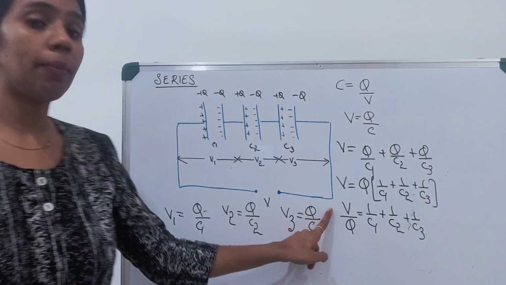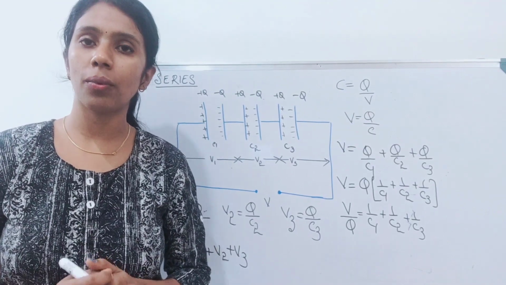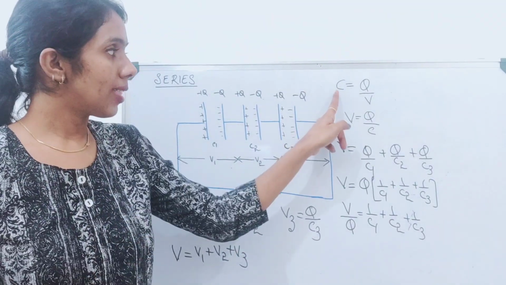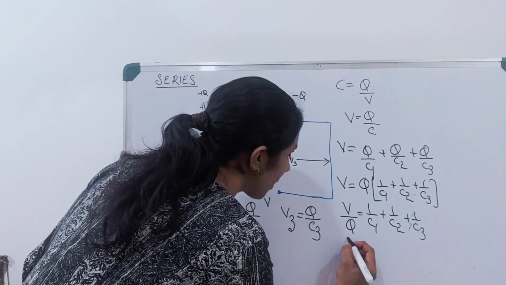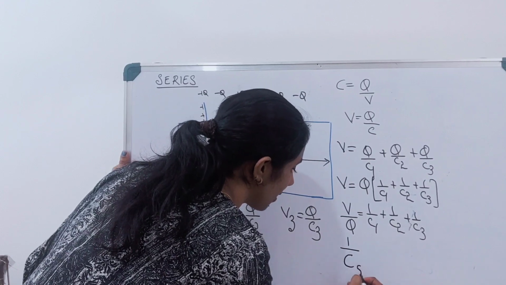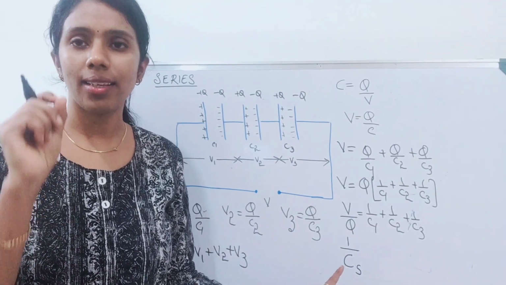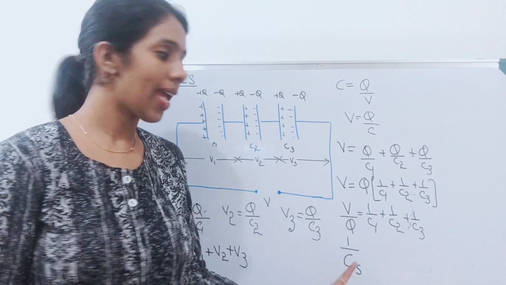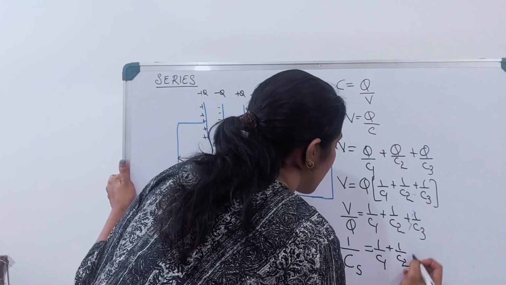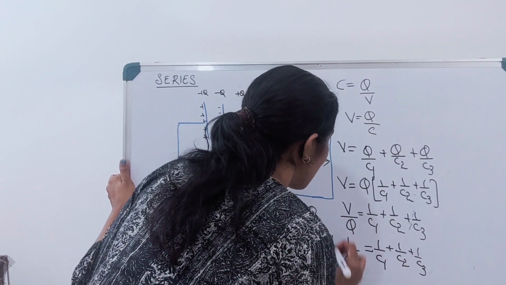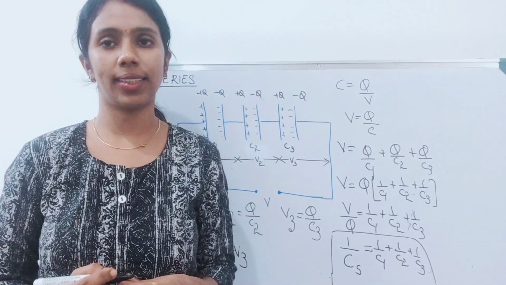Now, what is V by Q? C is equal to Q by V. So what is V by Q? V by Q is the reciprocal of C. So V by Q can be written as 1 by C. So V by Q can be considered as the reciprocal of effective capacitance. Since the capacitors are connected in series, the effective capacitance in series is represented as Cs. So 1 by Cs is equal to 1 by C1 plus 1 by C2 plus 1 by C3. This is the effective capacitance of three capacitors when they are connected in series.